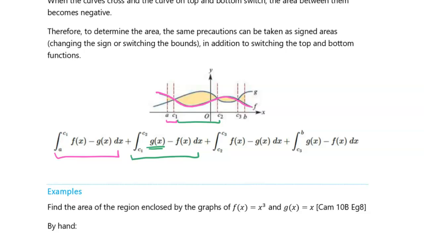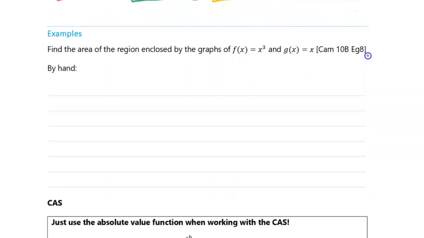In the next region, in between c2 and c3, f of x is on top again, so that's going on here. And then between c3 and b, we can see it's underneath. So we've swapped g of x and f of x. So let's look at this first one. We're going to find the area of the region enclosed by the graphs f of x equals x cubed and g of x equals x.